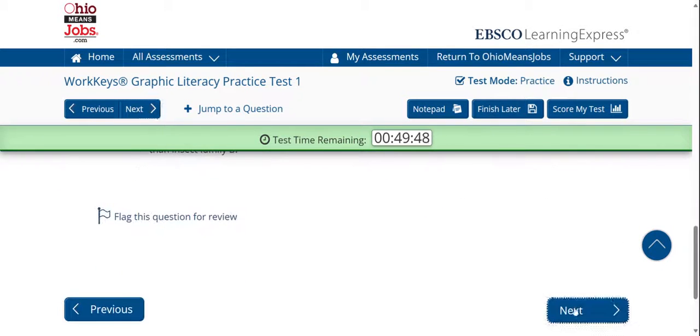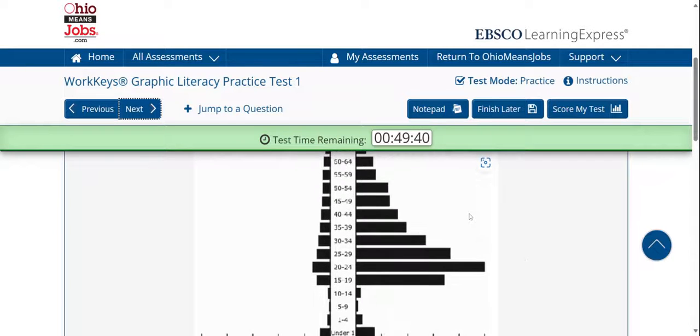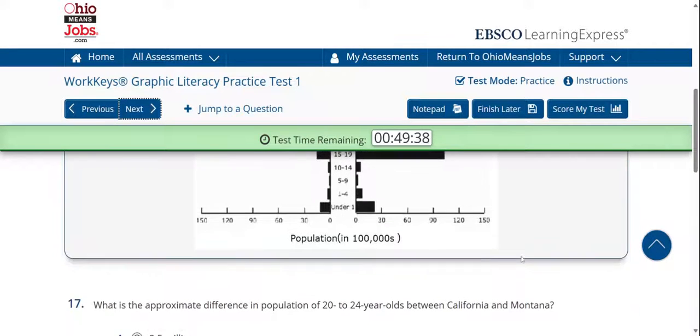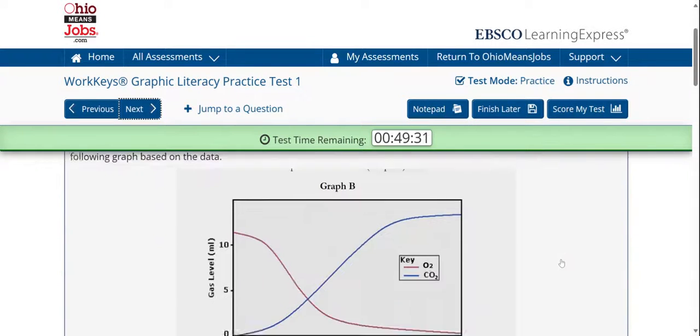Then we move on to more test questions. Here we have a different type of graph comparing age levels between Montana and California. Again, different type of graph, population in 100,000s. And then we move on to another example.